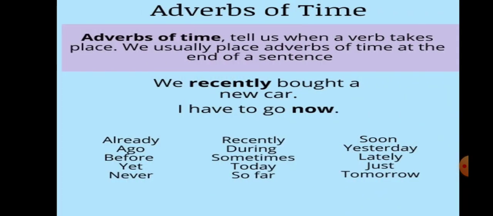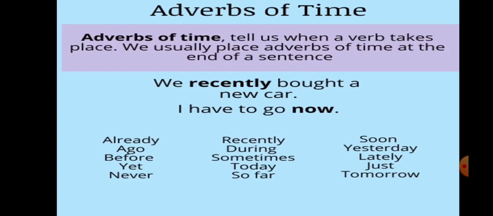Next is adverbs of time. What is adverb of time? Adverbs of time tell us when a verb takes place. We usually place adverbs of time at the end of a sentence. So adverbs of time tell us about the time of the action. It answers the question when the action is done.